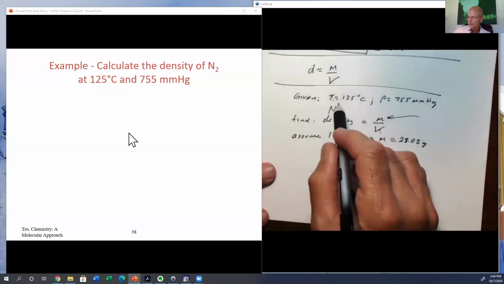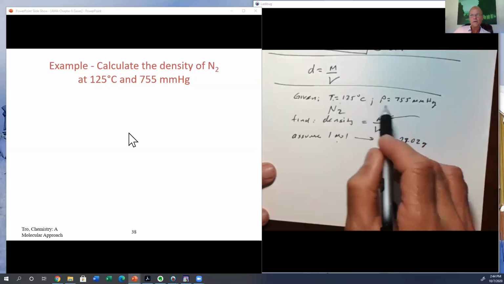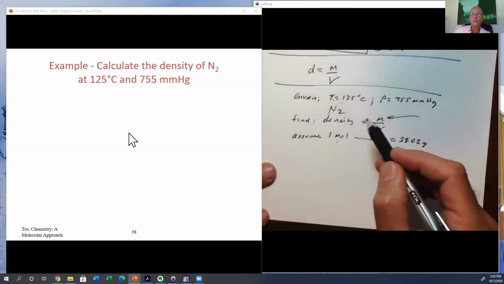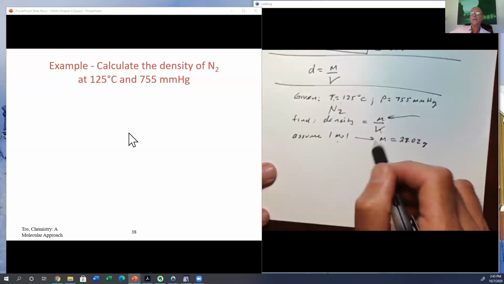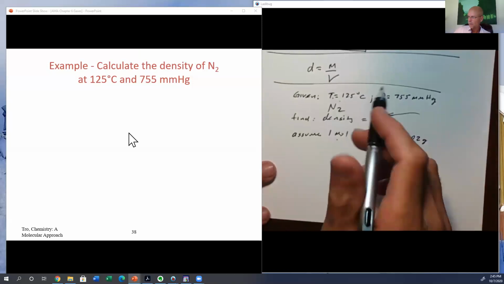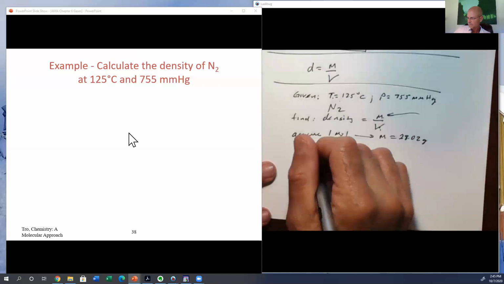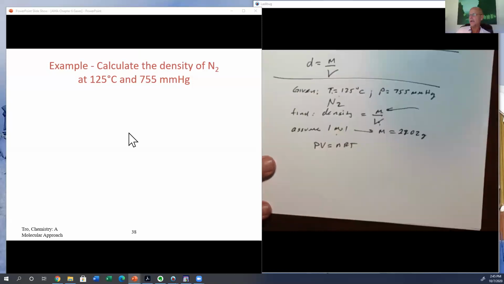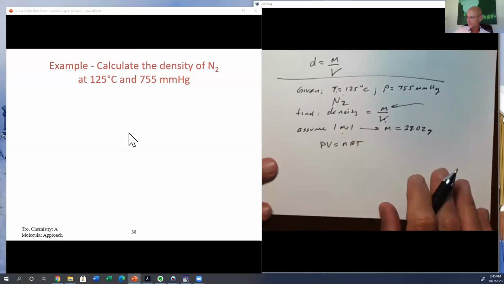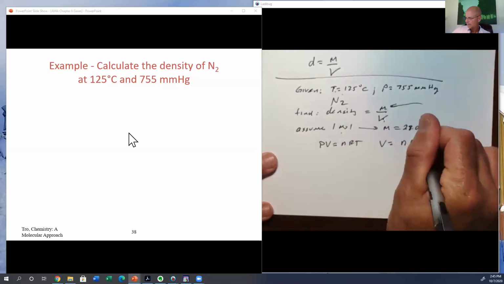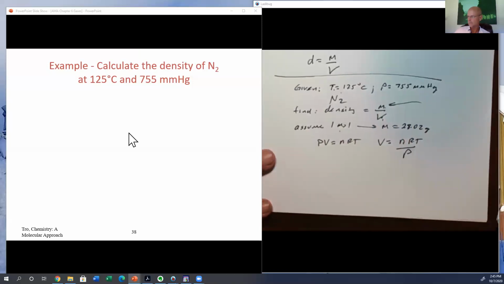But notice this is not at STP, so we can't assume 22.4 liters. If this was STP, then we could just assume 22.4 liters and that would be easy. But it's not at STP, so what do we have to do? You need to calculate the volume. Of course, we're going to use the ideal gas law for that. PV equals nRT, so V is going to be equal to nRT over P.